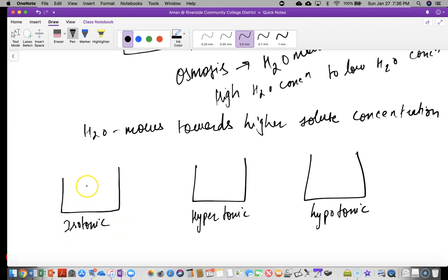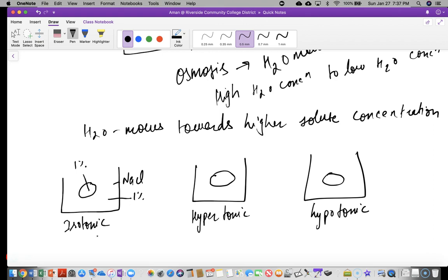So what we're saying here is that we have a cell in each case. We take the same cell, and we put it into 3 different solutions. Isotonic means, let's say we're talking about salt concentration, so NaCl concentration. If the inside salt concentration is 1% in the cell, and outside this is also 1%, we'll call that an isotonic solution. Where will water move? Water is not going to move because the concentration is the same outside and inside. Even if the water is moving, equal amounts of water will go outside and equal amounts of water will come inside. So in net, there's no movement.